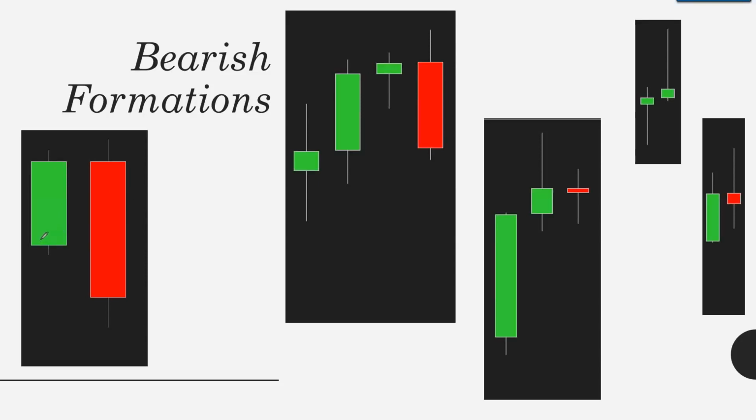So for example, here, this is a green candlestick. So your open is right here. Let me change that pen color. So your open is down here. Your close is up here. If it is red, then your open is up here. Your close is down here.